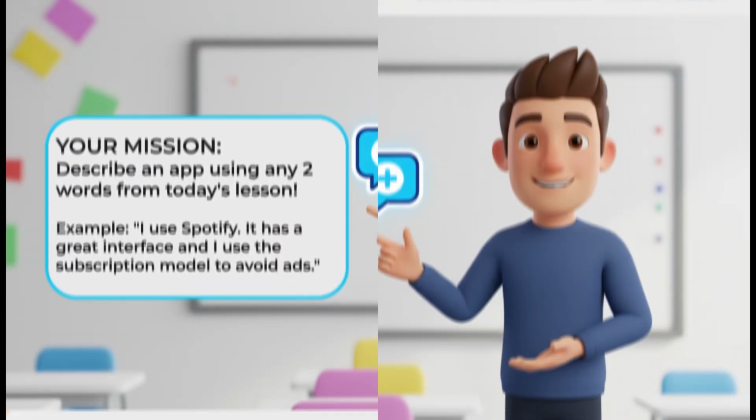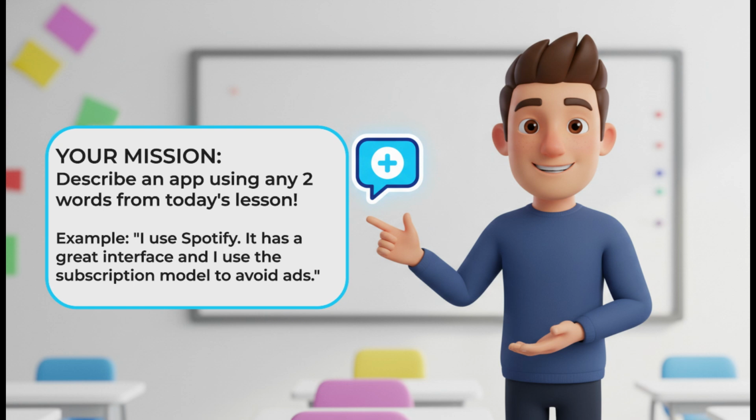And now, your mission: choose one app on your phone and describe it using at least 2 of these words in the comments below. For example, I use Spotify. It has a great interface, and I use the subscription model to avoid ads.